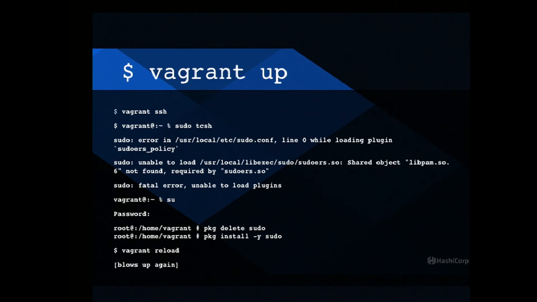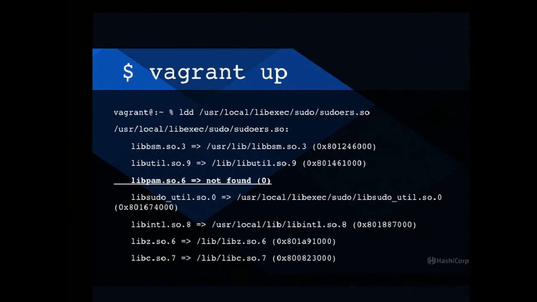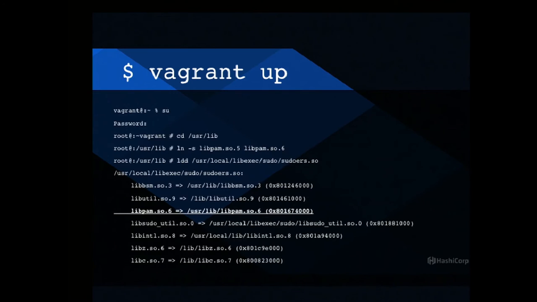So what did I have to do? In this case, I jumped onto the box, sudo, that doesn't work, so I logged in manually. Deleted sudo, updated. That actually did provide an update. Very happy about this. Hopefully this works. No, it doesn't. Okay, libpam, not there. Damn. All right, so that's pretty easy. I could use libmap. Instead, I just went and created a symlink because it's a little bit easier and actually what I remember from muscle memory.